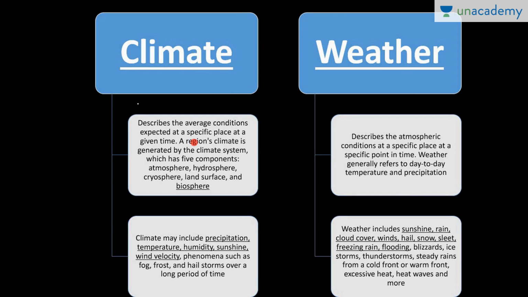Now, as I told you, climate describes the average condition at a specific place over a given time. So it includes five major components: atmosphere, hydrosphere, cryosphere, land surface, and biosphere. On the contrary, weather describes the atmospheric condition at a specific place at a specific point in time. So it may be day-to-day temperature and pressure conditions. Climate includes precipitation, temperature, humidity, sunshine, etc. over a long period of time. And weather includes sunshine, rain, cloud cover, winds, etc. over a short period of time.